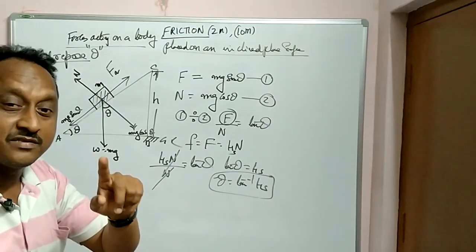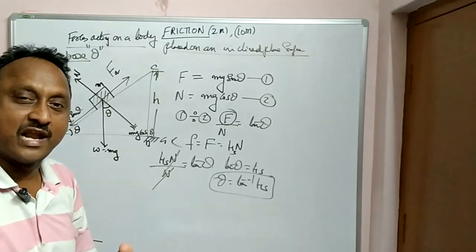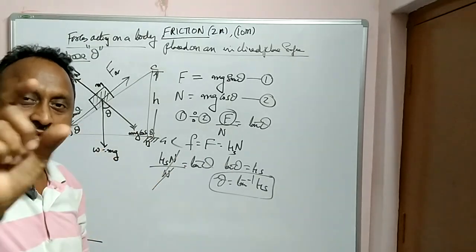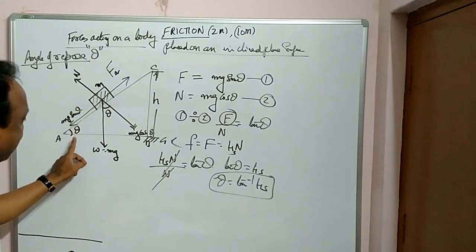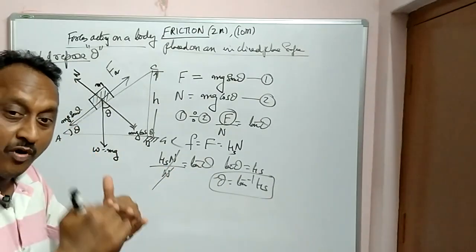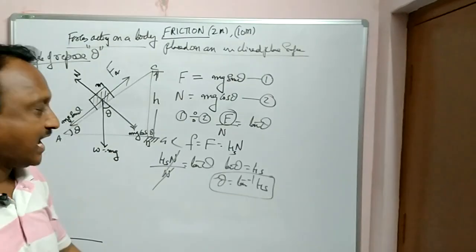What is angle of repose? The angle for which a body just begins to slide on the surface of another body. That angle is called the angle of repose. What is angle of repose here? The angle theta for which a body just begins to slide on the surface of another body. That is called the angle of repose.